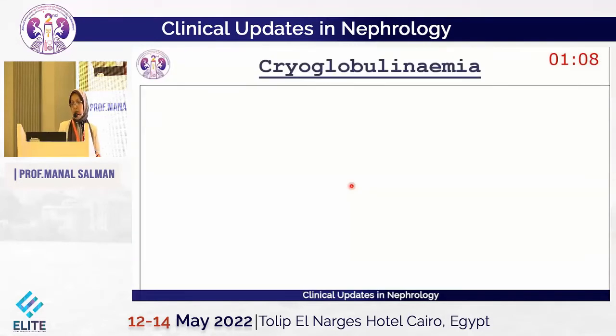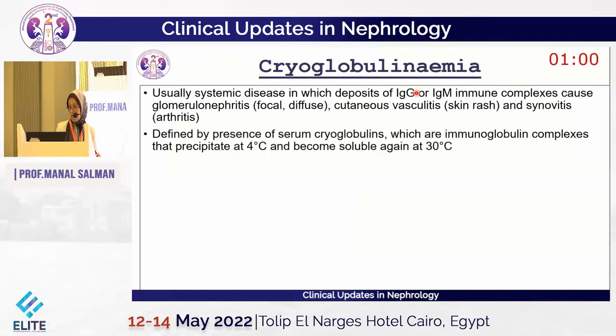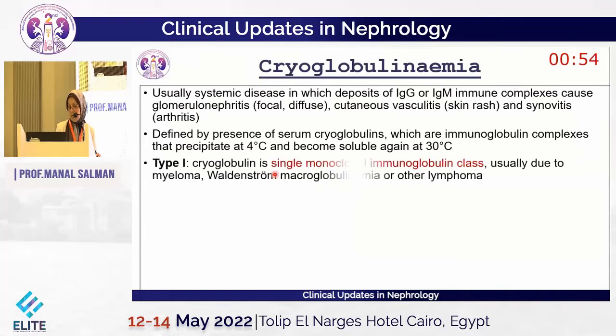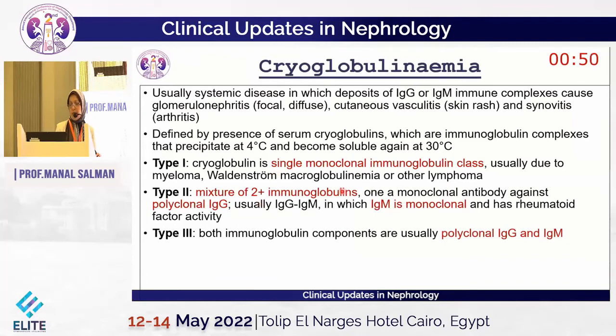Cryoglobulinemia is a systemic disease in which deposits for immunoglobulin G or M are seen together in the glomeruli, vessels, and synovium. It's called cryo because it precipitates at 4 degrees and becomes soluble at 30. It's classified into 3 types, type 1, 2, and 3. Type 1 is a single monoclonal immunoglobulin seen in myeloma, Waldenstrom macroglobulinemia, and lymphoma.